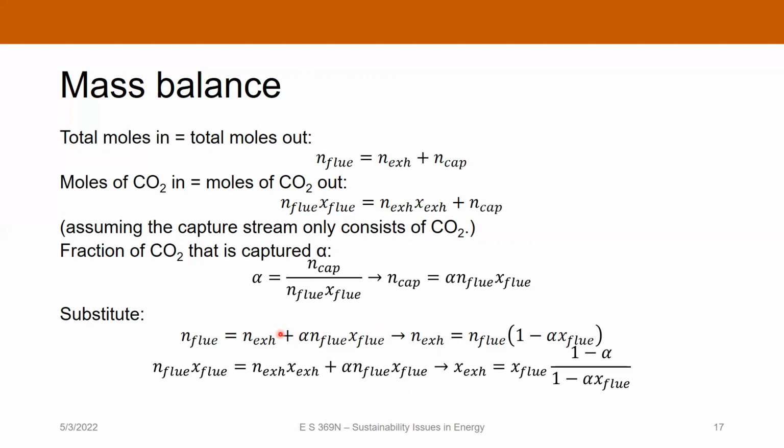Okay, so we're going to perform some substitutions back in our two mass balance equations here. And so we end up with this expression here for the exhaust stream. And then we substitute that into our second equation. And we see that the number of moles of CO2 in the exhaust stream is going to be given by this formula here in terms of the incoming mole fraction and then our separation efficiency. Okay, so we'll work with this equation in a little bit.